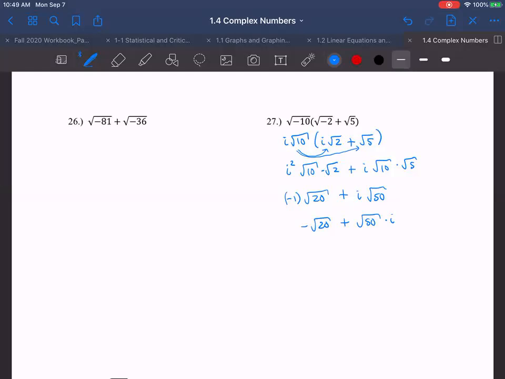And so this is in our a plus bi form. Now I may want to reduce this a little further, because my square root of 20 I can break down since it's divisible by 4. I can make this negative square root of 4 times square root of 5. And this one I can do as square root of 25 times square root of 2, and then carry the i along. The square root of 4 is just 2, so this is negative 2 root 5. And over here, the square root of 25 is just 5 root 2 i. That's most likely the answer form you'll see, and that's our a plus bi form. And that's number 27.